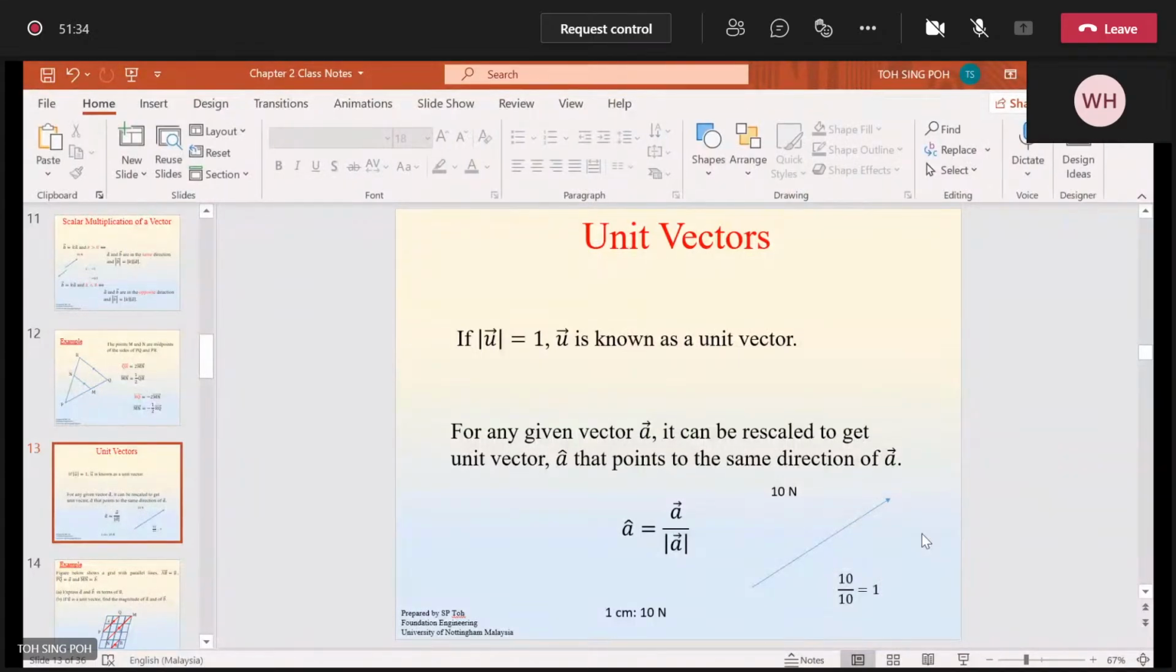Correct? So if you have 12 units, then you divide by 12, you get 1. If you have 15 units, you divide by 15, you get 1. You always divide by the magnitude of the vector that you want to make into the unit vector. Then you can always get the unit vector. Okay, this is the idea.